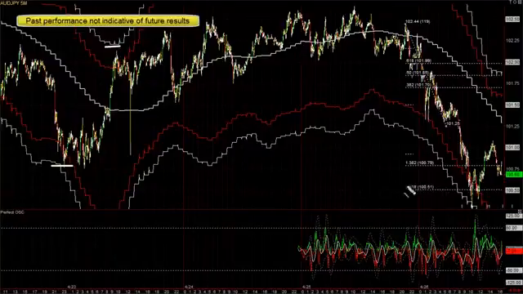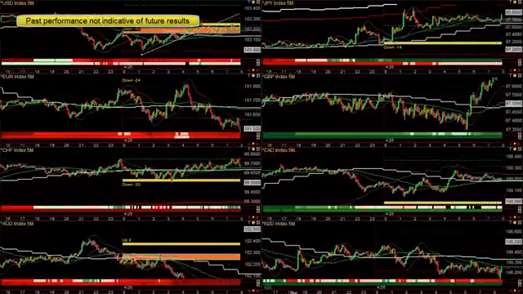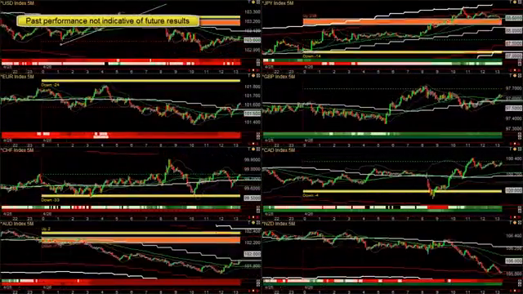Notice, very close to it here. Nailed it, almost to the pip here. Containment bands are excellent tools for knowing when to get out of your trend trades, and if you're inclined, look for counter trend trades. And there are so many different ways and types of trades you can take with this.